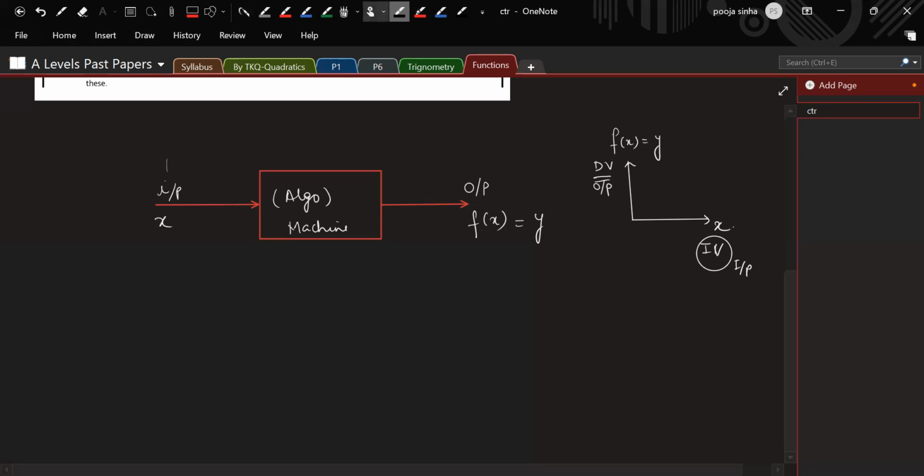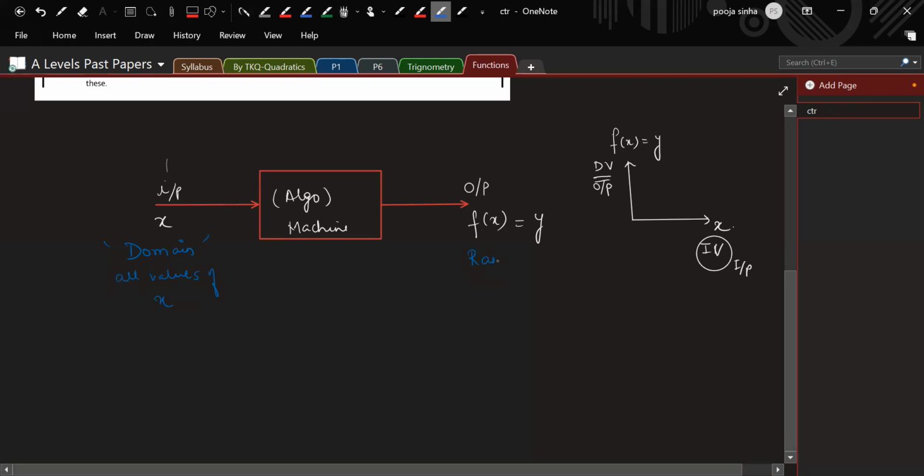Now, I will introduce words like domain. Domain is always associated with what? Mostly domain is associated with x, I believe. All values of x. And what is the word range now? I guess, all values of y. All values of y. Okay? Keep that in mind.